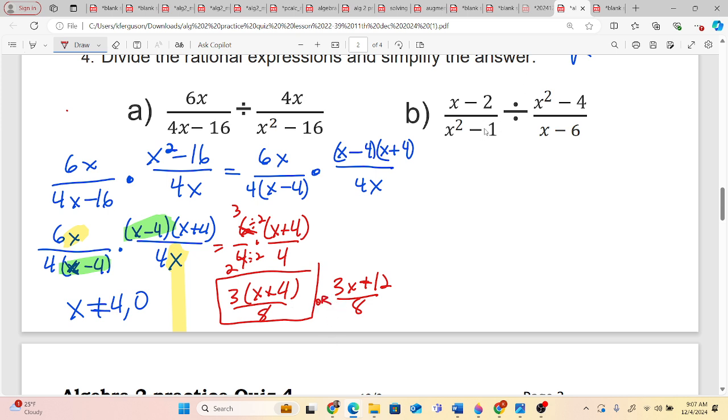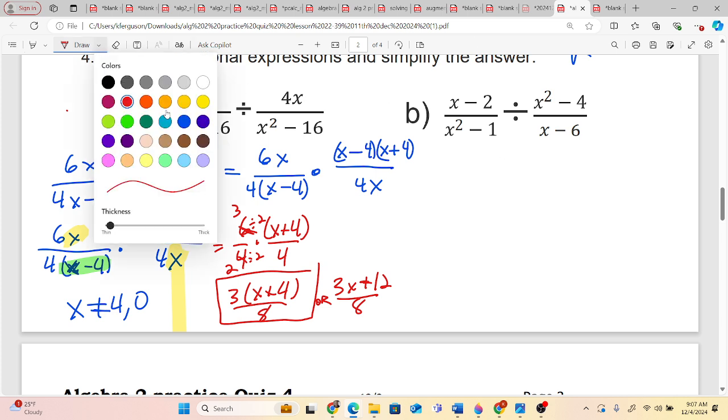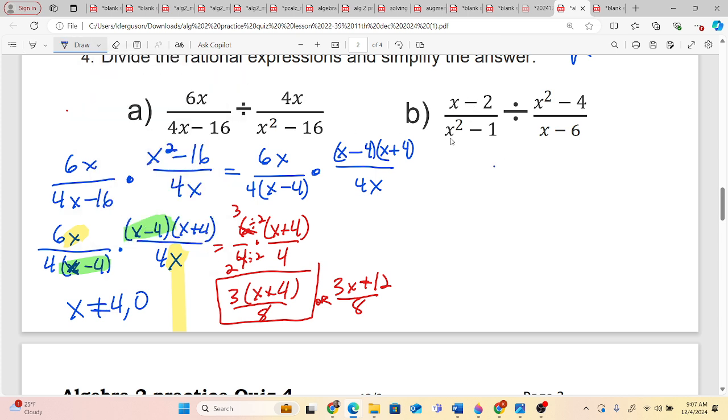So now B. B's a little trickier, but I start off in the same line. I've got keep, so x minus 2 over x squared minus 1. Let's write that a little nicer. And so now I change, so that becomes a multiplication sign, and then I flip. So that's x minus 6 over x squared minus 4.